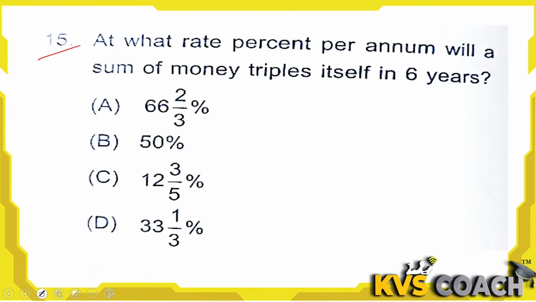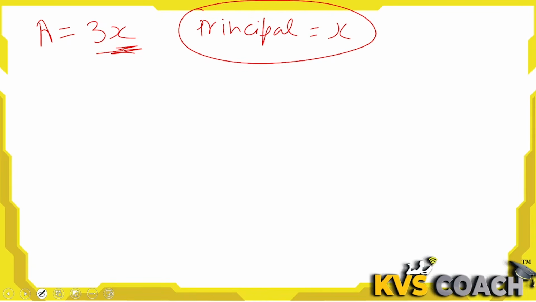Question 15 is, at what rate of 8% per annum will a sum of money triple itself in 6 years? It is asking at what rate of percentage per annum the money will triple in 6 years. So what we have to do, they are saying the amount will be triple. If I take the principal amount as X, then it will be triple in 6 years.